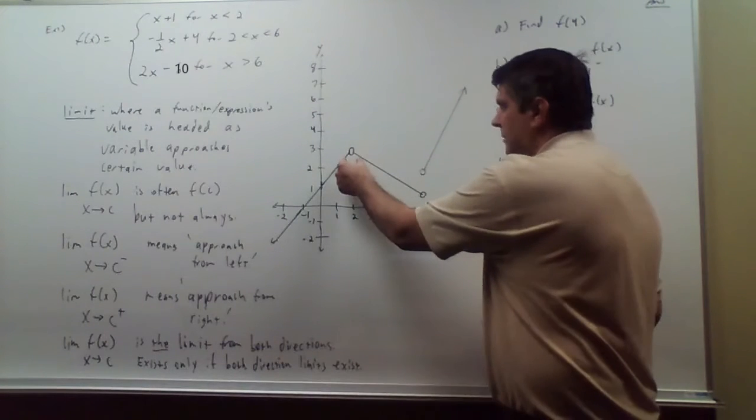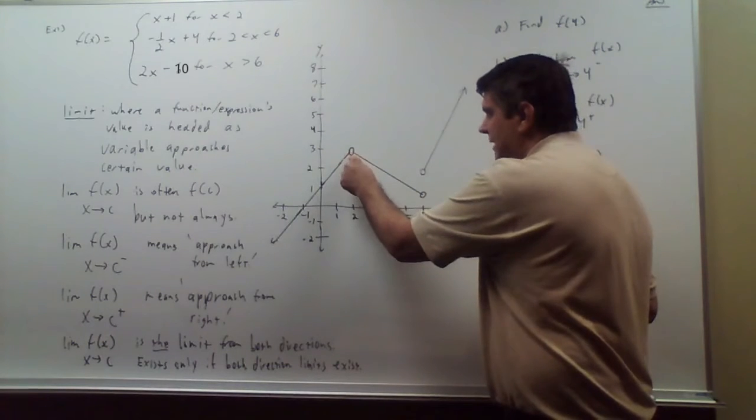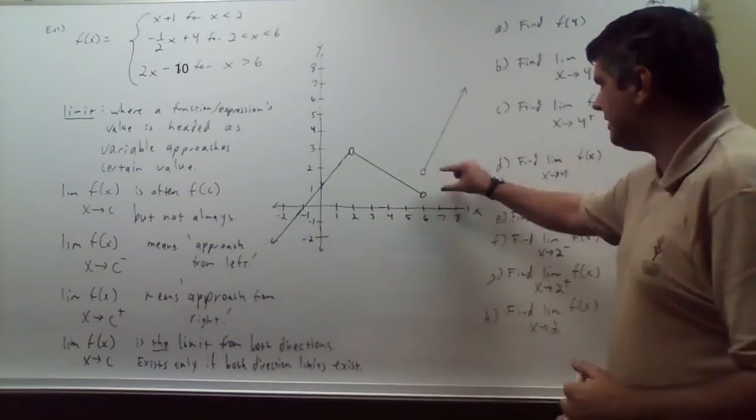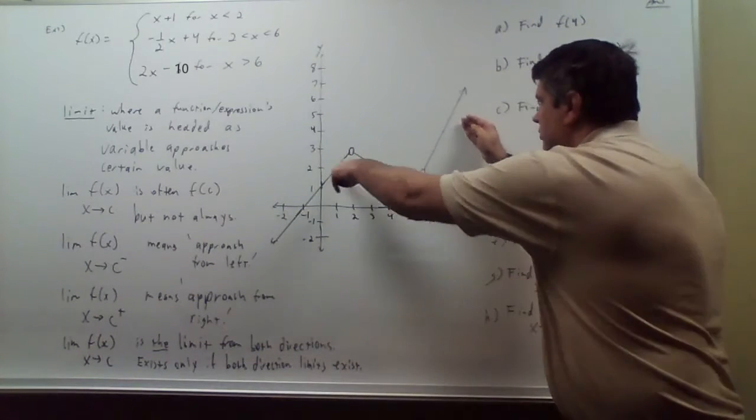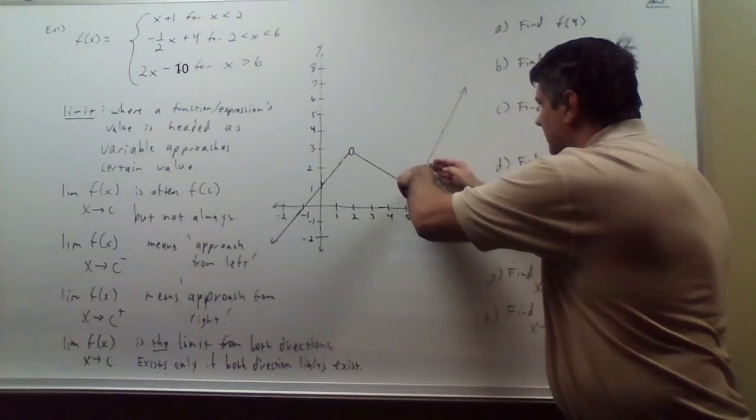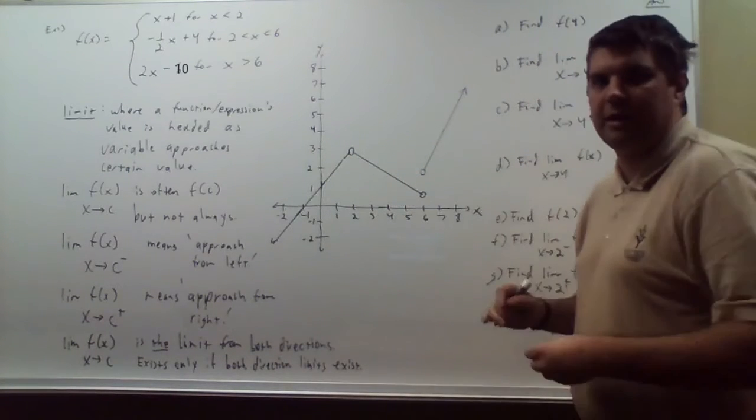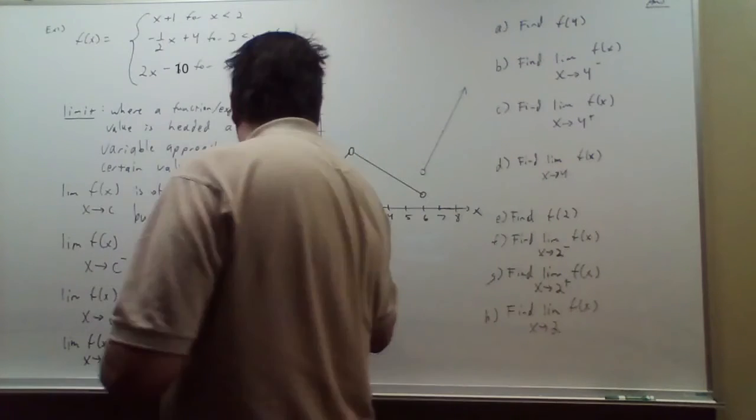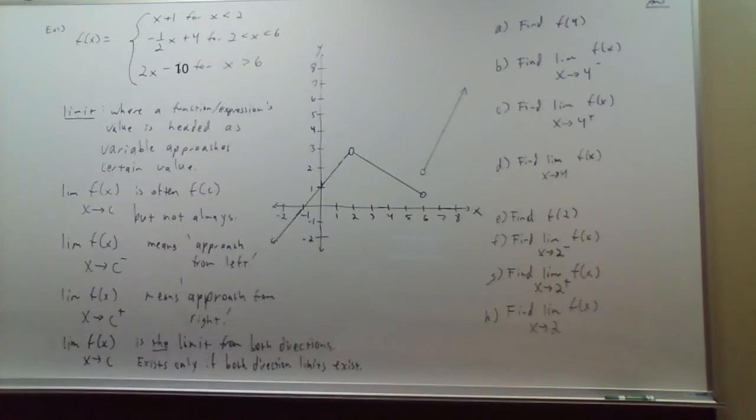So for instance, these two are approaching 3 from both sides. The limit here would be 3. This one, since this is approaching 2 from this direction, and it's approaching 1 from this direction, the limit there would not be a single limit. We will do both of those in detail, okay?